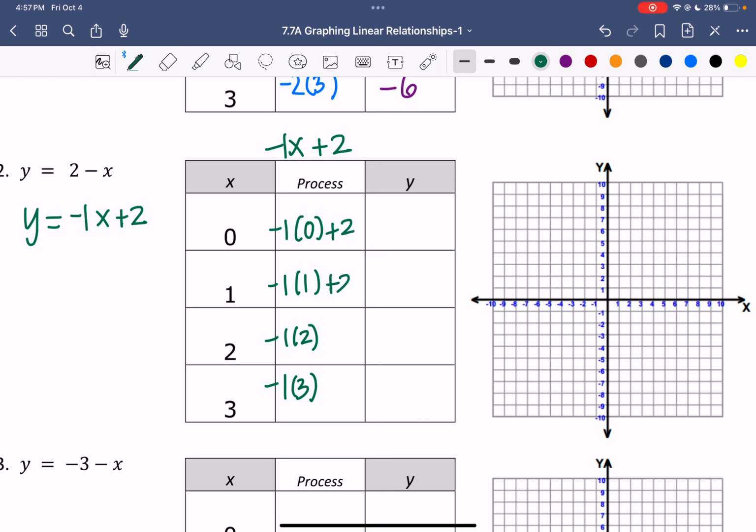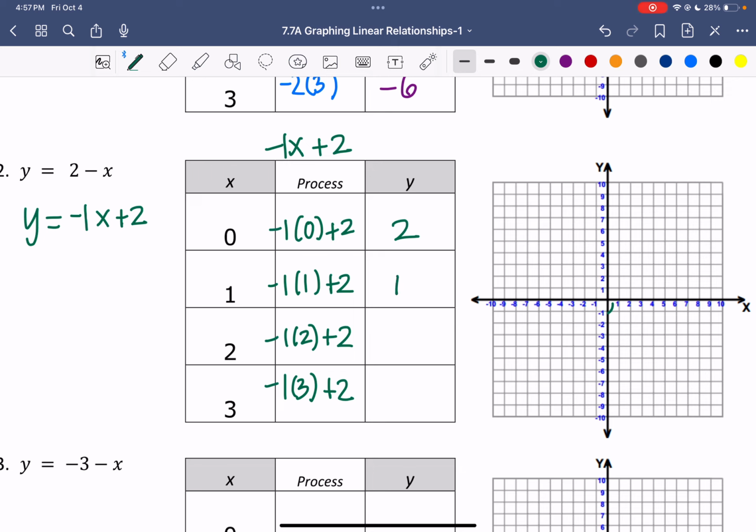And this is why it's so important to make sure you know your rational operations, because these integers and fractions, it all comes back to haunt you. All right, so 0 times negative 1 is 0, plus 2 is going to give me 2. One group of negative 1 is negative 1, and then negative 1 plus 2. So if you think about negative 1 is right here, I'm going to use this number line, and you want to get up, you're going to add 2, and that's going to give you 1.